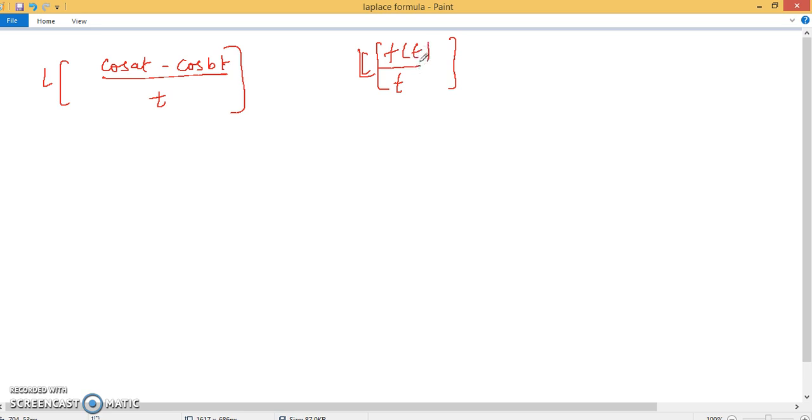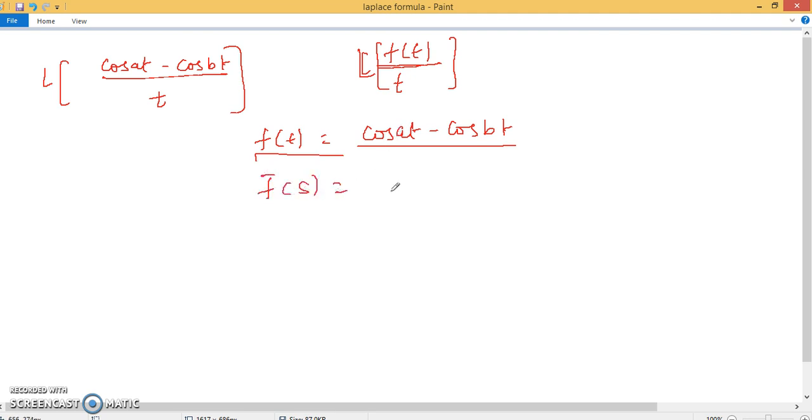So what is f of t here? f of t is cos at minus cos bt. You have to find the Laplace of this f of t. So the Laplace of cos at is s by s square plus a square, minus the Laplace of cos bt, which is s by s square plus b square.